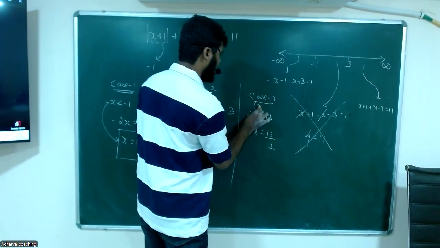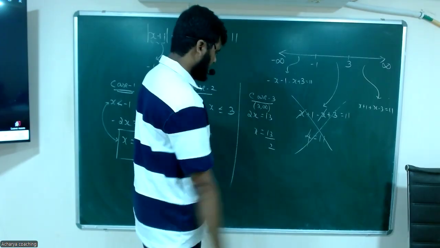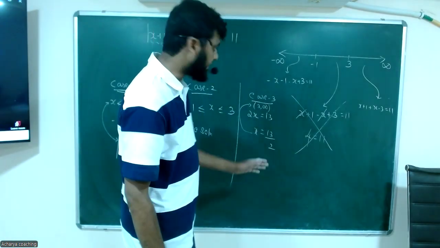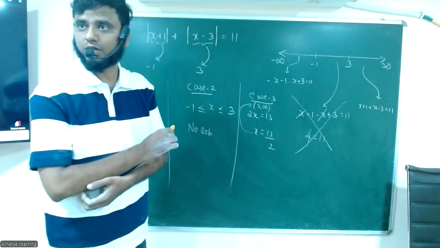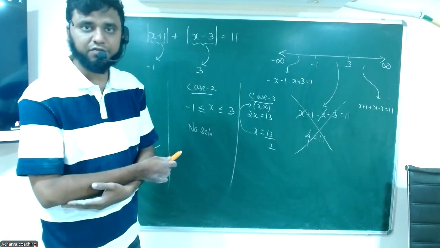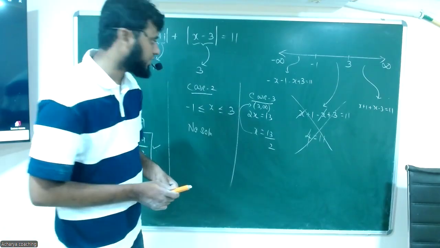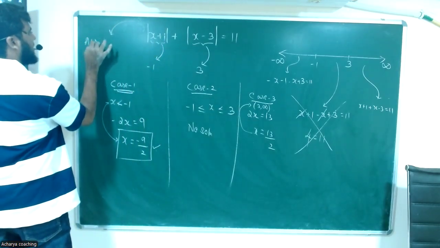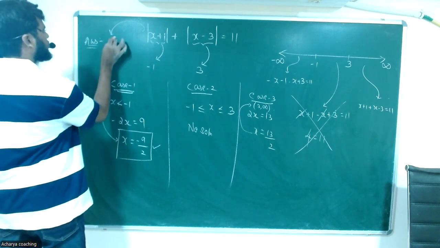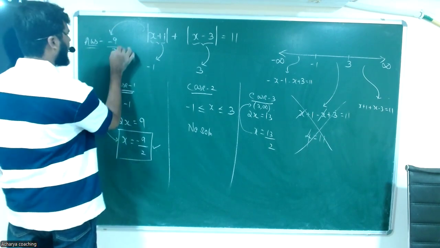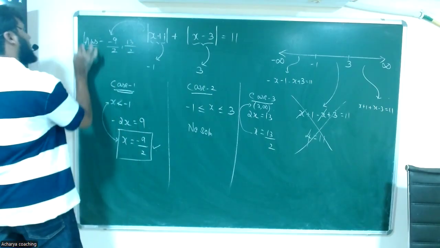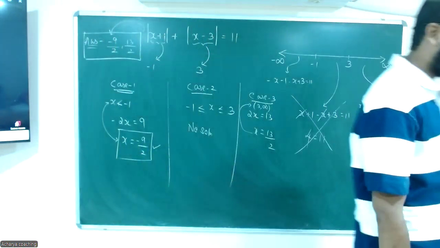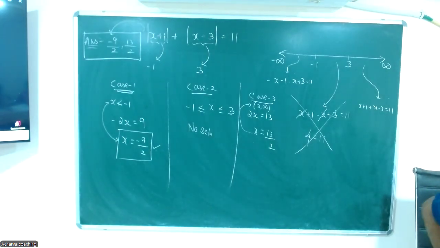So here we have the interval 3 to infinity. 13 by 2 comes in this. 13 by 2 in the interval 3 to infinity, now this is 6.5. So 6.5 belongs to this interval. So what is our final answer? Number of solutions is 2. Those two solutions are minus 9 by 2 and 13 by 2. Any doubt in this? Any doubt means you can ask.